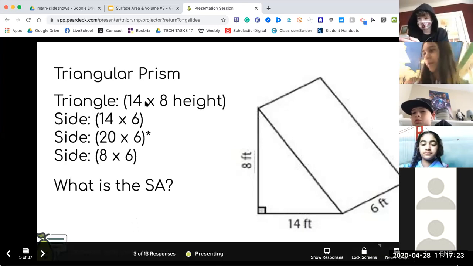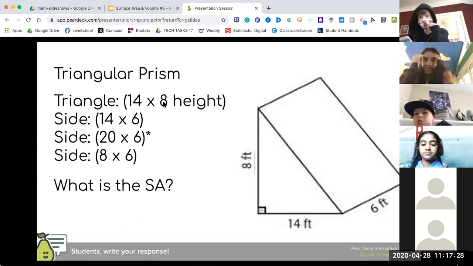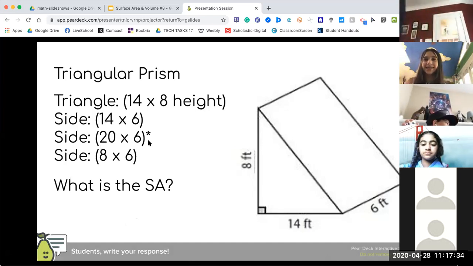So again, we're going to have 14 times 8, right? Halved, but two of those, which is back to 14 times 8. And then we need 14 times 6, 20 times 6, and 8 times 6, and add all that together.